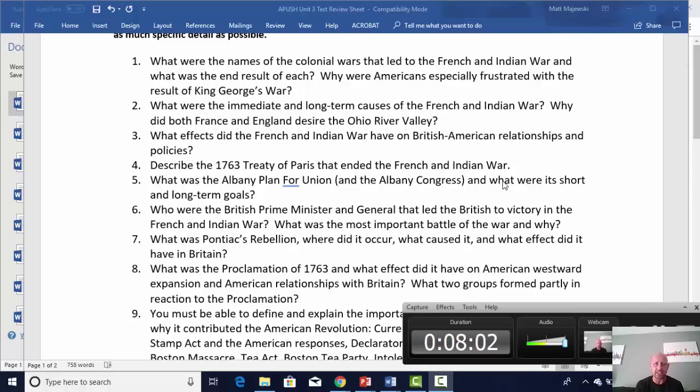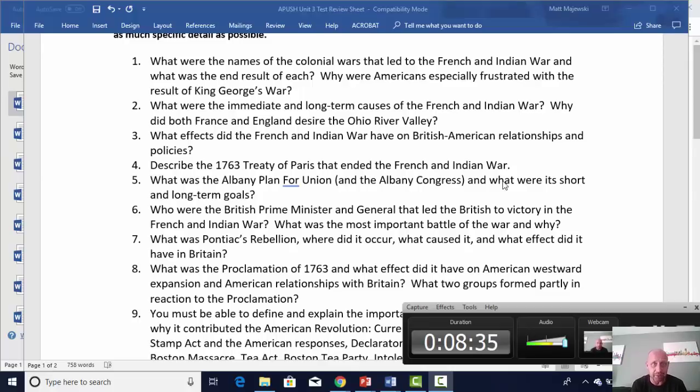What was the Proclamation of 1763, and what effect did it have on American westward expansion? Remember, the Proclamation established what becomes known as the Proclamation Line. It's the peaks of the Appalachian Mountains, and what it says is, from this point forward, Americans are no longer able to spread west of that line. It was designed to slow or stop American expansion so that more conflicts with natives like Pontiac's Rebellion would not break out anymore. What was the American reaction to it?